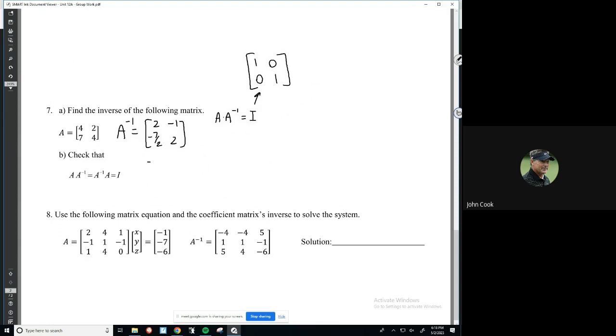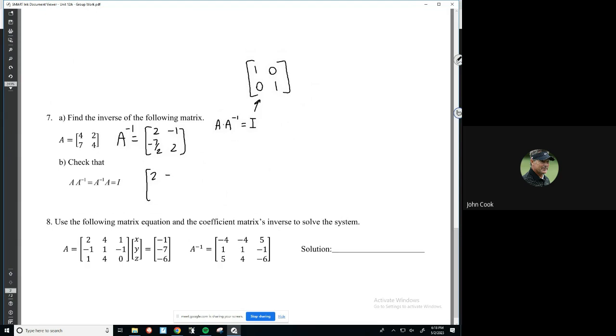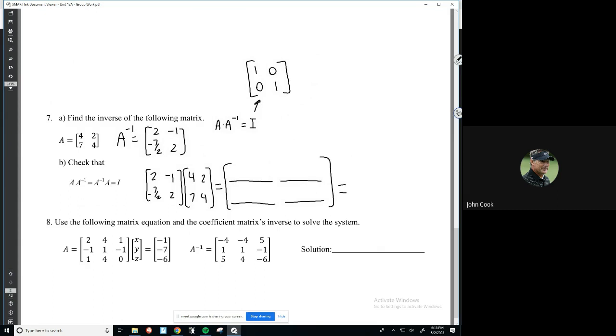So A inverse first. So 2, -1, -7 halves, and 2 times A, which is 4, 2, 7, 4. So it's going to be another 2 by 2 matrix, which is good because we need it to be 1, 0, 0, 1, right? We need it to look like this. Let's see what happens. Okay, so on the left, it's the rows. On the right, it's the columns.